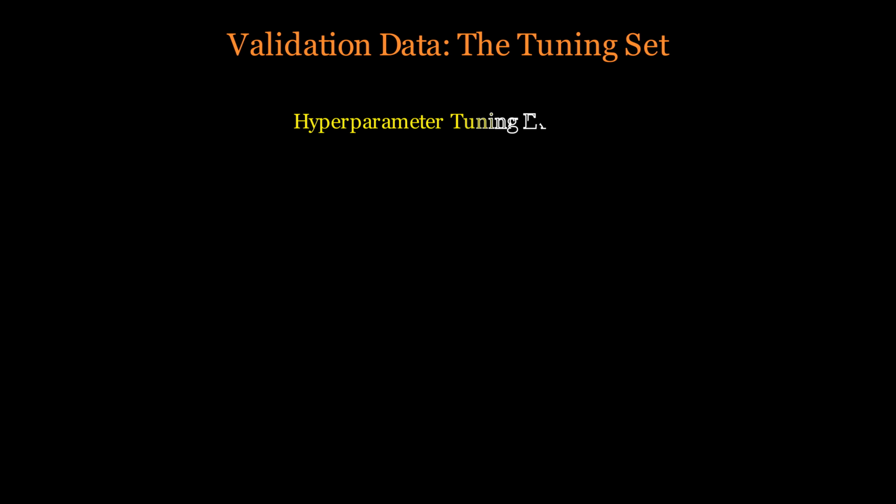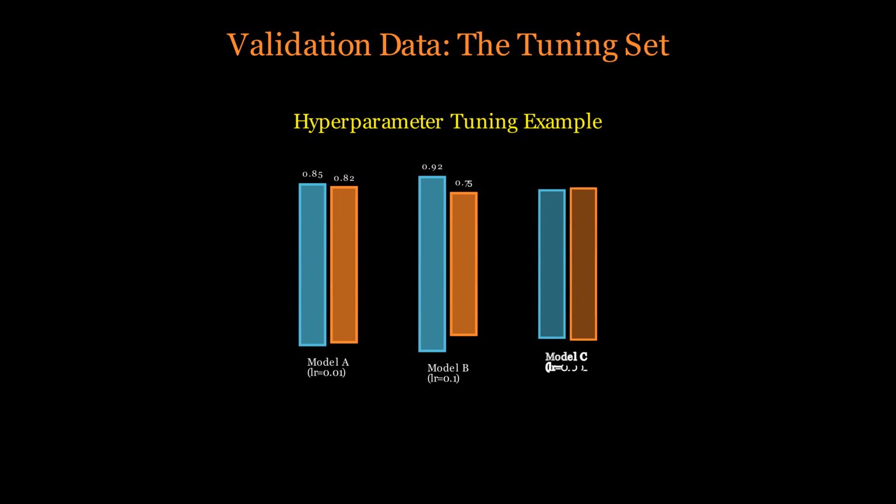Here's a hyperparameter tuning example comparing different learning rates. Model A with learning rate 0.01 shows good balance between training and validation scores. Model B with higher learning rate 0.1 overfits, high training score but poor validation performance. Model C with very low learning rate underfits both sets. Validation data helps us choose Model A as the best option.